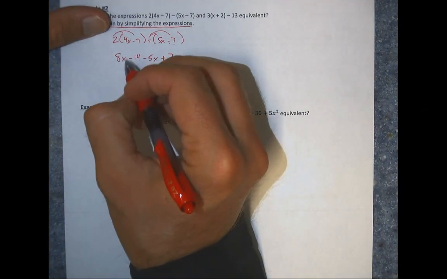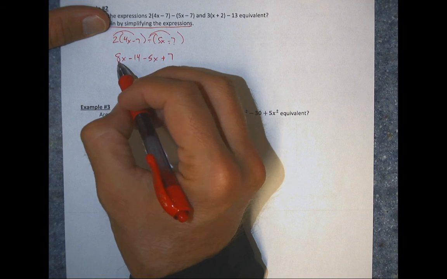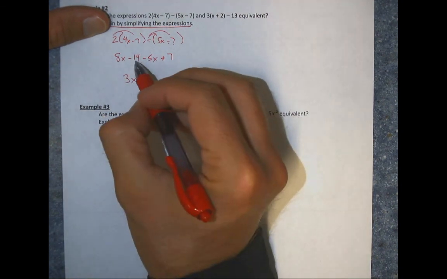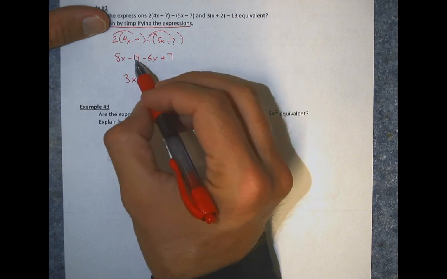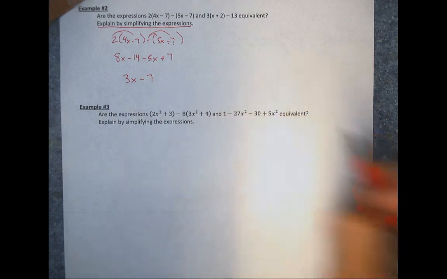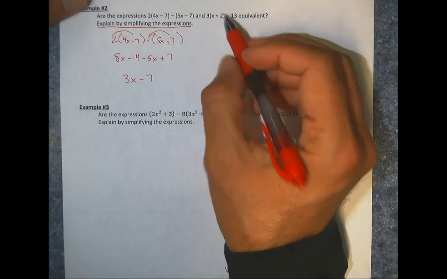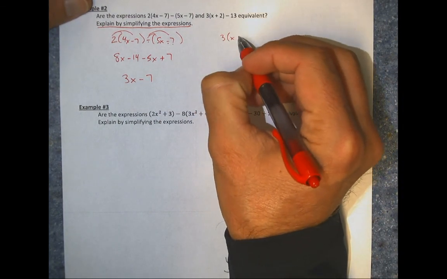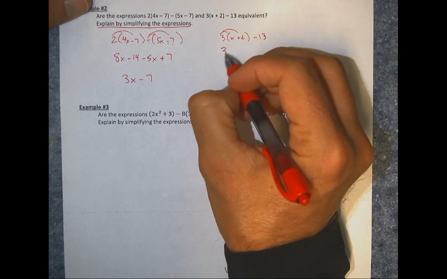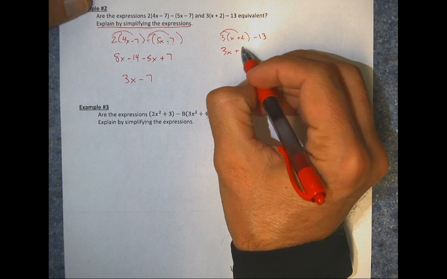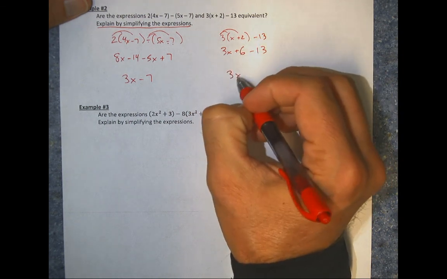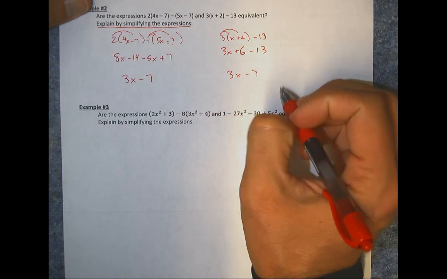Like terms, that would be your x and your x. So it's an 8 minus a 5, that's a 3x. And your -14 and your +7, those combined, -14 and 7 is -7, so we write -7. So we're going to go ahead and simplify this one now and see what we get. So distribute, 3x plus, multiply, 6. Combine like terms, there's no other x, so the x stays, and 6 minus 13 is -7.